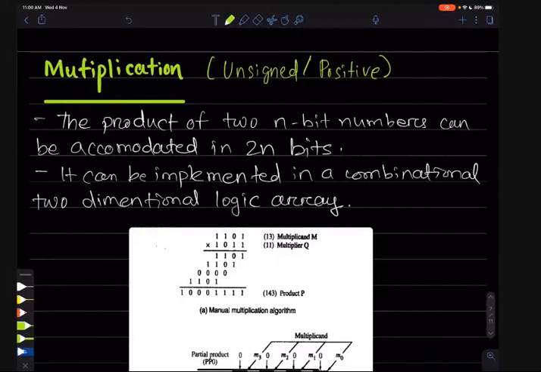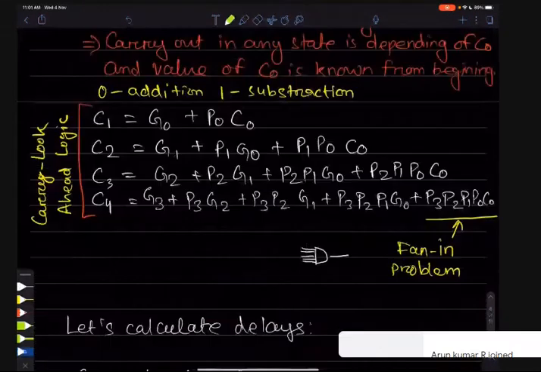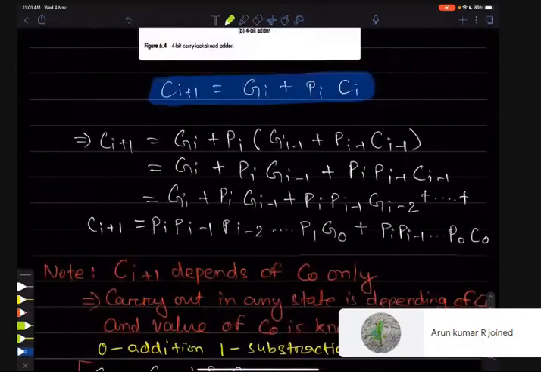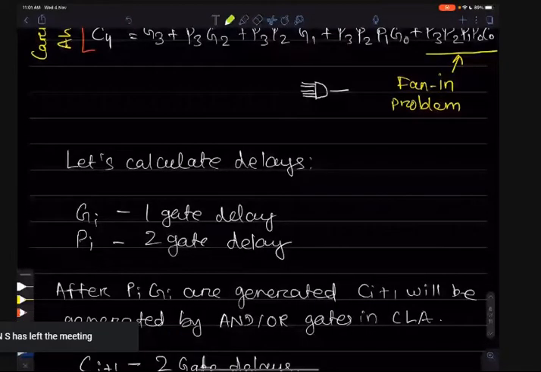Okay, so in multiplication also we will use the adder circuit. Whatever we have seen, the ripple carry adder or the fast adder, all these things will be reused in multiplication as well.